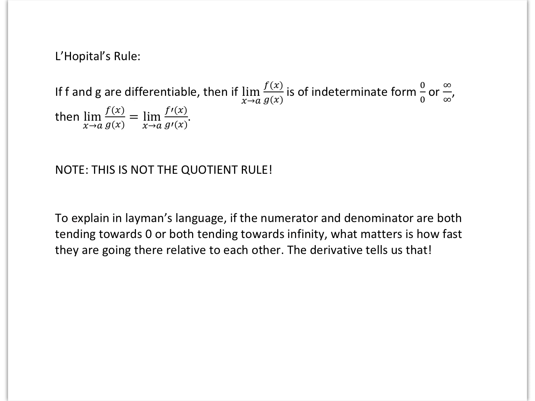Right. To explain in layman's language why this works, if the numerator and denominator are both tending towards 0, for example, 0 over 0, okay, what matters is how fast they're going there relative to each other. So if the numerator is winning, if the numerator is going to go to 0 much, much faster than the denominator, the whole fraction will go to 0, right? Because a fraction whose numerator is 0 is 0. So if the numerator wins the race, then the whole thing will be 0, right?